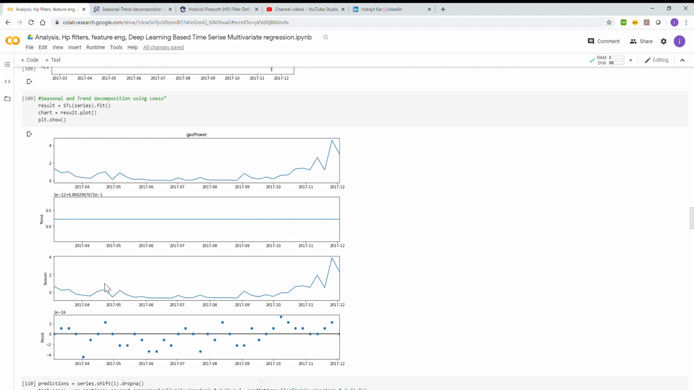Okay, now there are a couple of other things that you need to know as well. What is autocorrelation? What is partial correlation?